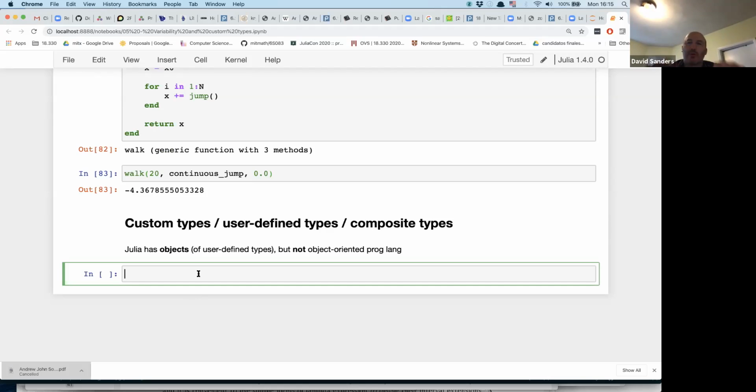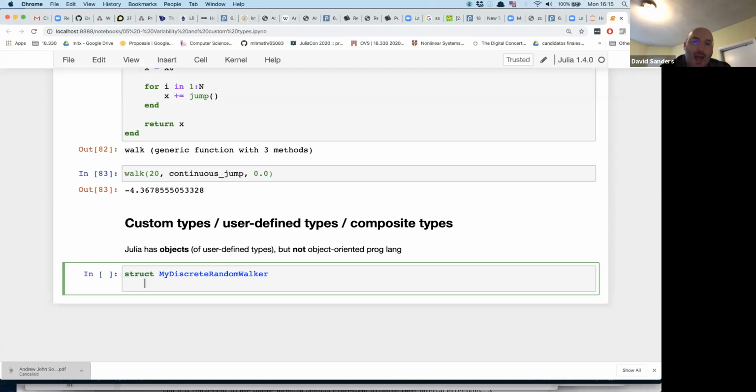Okay, so let's see what it is. How do we define a type? We're going to define something called a discrete random walker. I'm going to call it my discrete random walker, because later on we'll call it something slightly different. So we'll say my discrete random walker, and we'll put this word struct. And then that's going to have an x, which is of type integer. This is a type annotation. It means that x is declared to be of type integer.